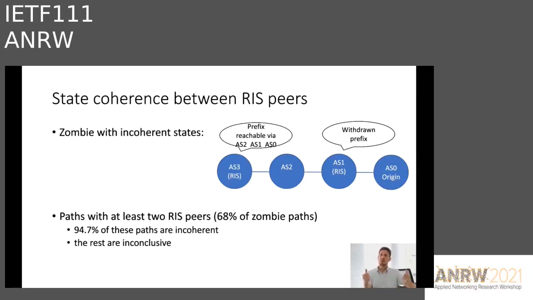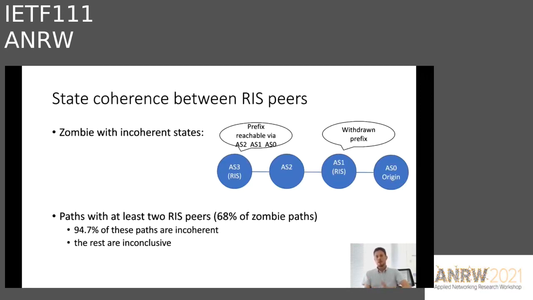One of the RIS peers tells us that it has a path to a prefix. But on this path, we see that one of the ASes has actually withdrawn the prefix. So this really tells us that there is, in fact, a zombie, and it's not a misclassification. So we use that to validate our results. But to do that, we have to have zombie paths with at least two RIS peers in the AS path. About 68% of the zombie paths we detected have two RIS peers. And for this 68% of paths, we found that almost 95% of them have incoherent states. So that means they are really zombies.